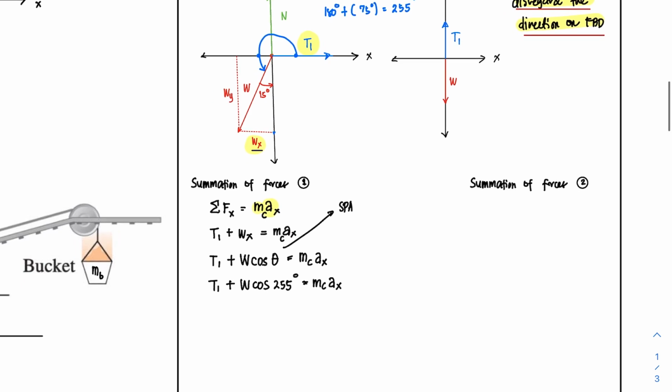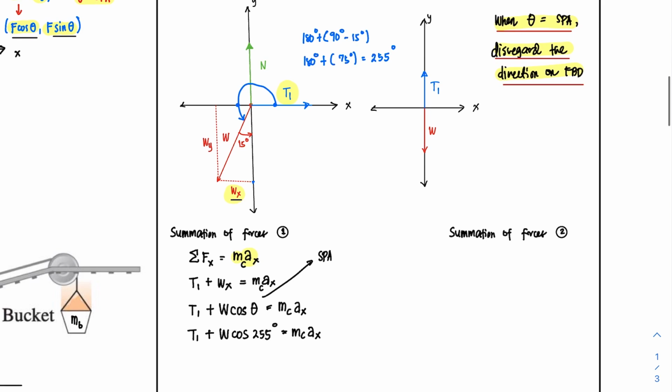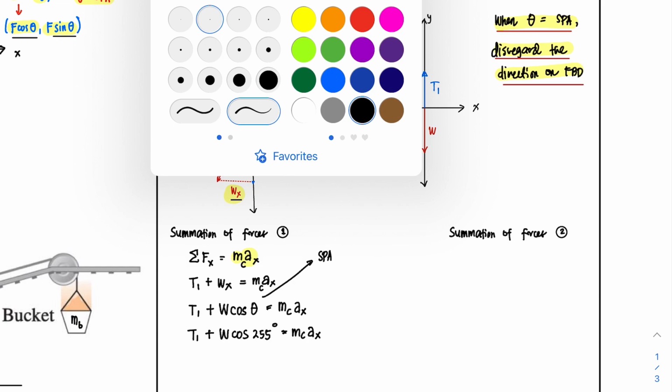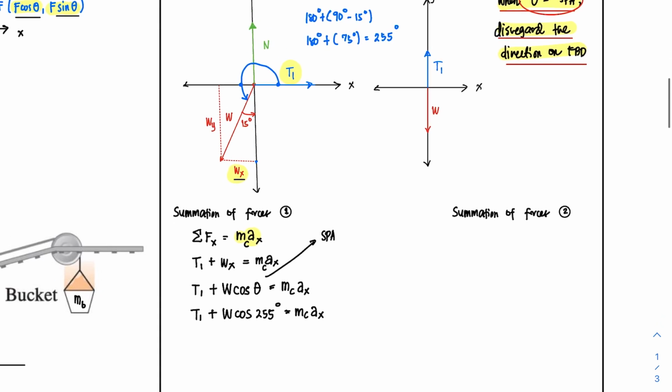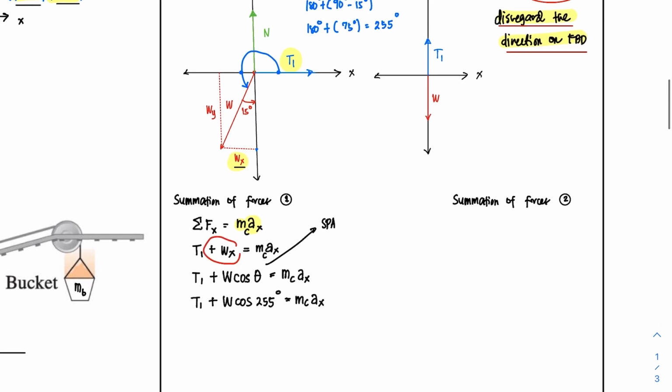MCAX. So why did I disregard the direction on the FBD when I used SPA? So let's try to discuss that one. Why, sir, normally you should have negative WX? Now, why do you have plus WX only, sir?